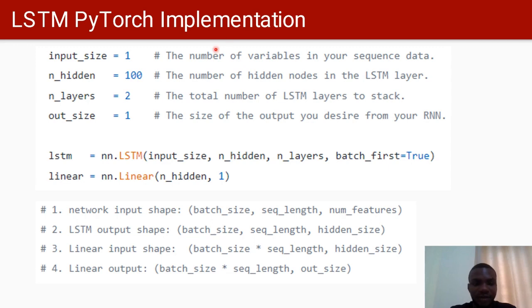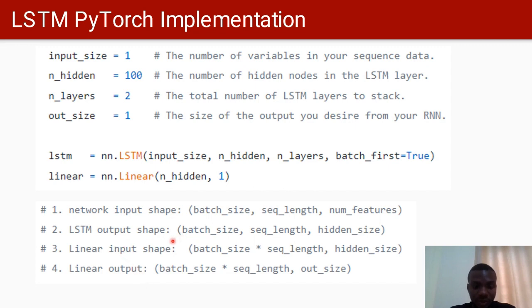For example, here we have an LSTM cell, and on top of that we have a linear decoder, which takes in the number of features for one hidden layer. The network input size would be the batch size, the sequence length, and then the number of features for that input. In this case, the number of features for this particular input will be one, same as the input size here.